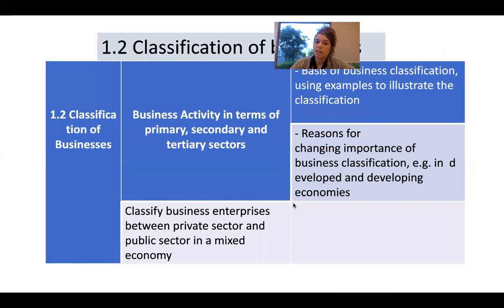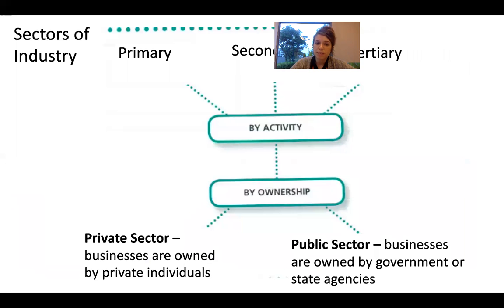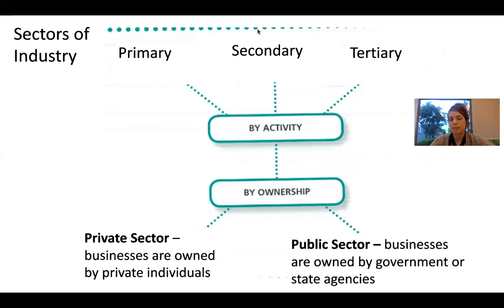Now going to move on to the last one, between private sector and public sector businesses. So we have primary, secondary and tertiary, that being the 3 stages of production. But then you can also classify businesses between the private sector and the public sector. Private sector businesses are owned by private individuals, and public sector businesses are owned by the government or state agencies.